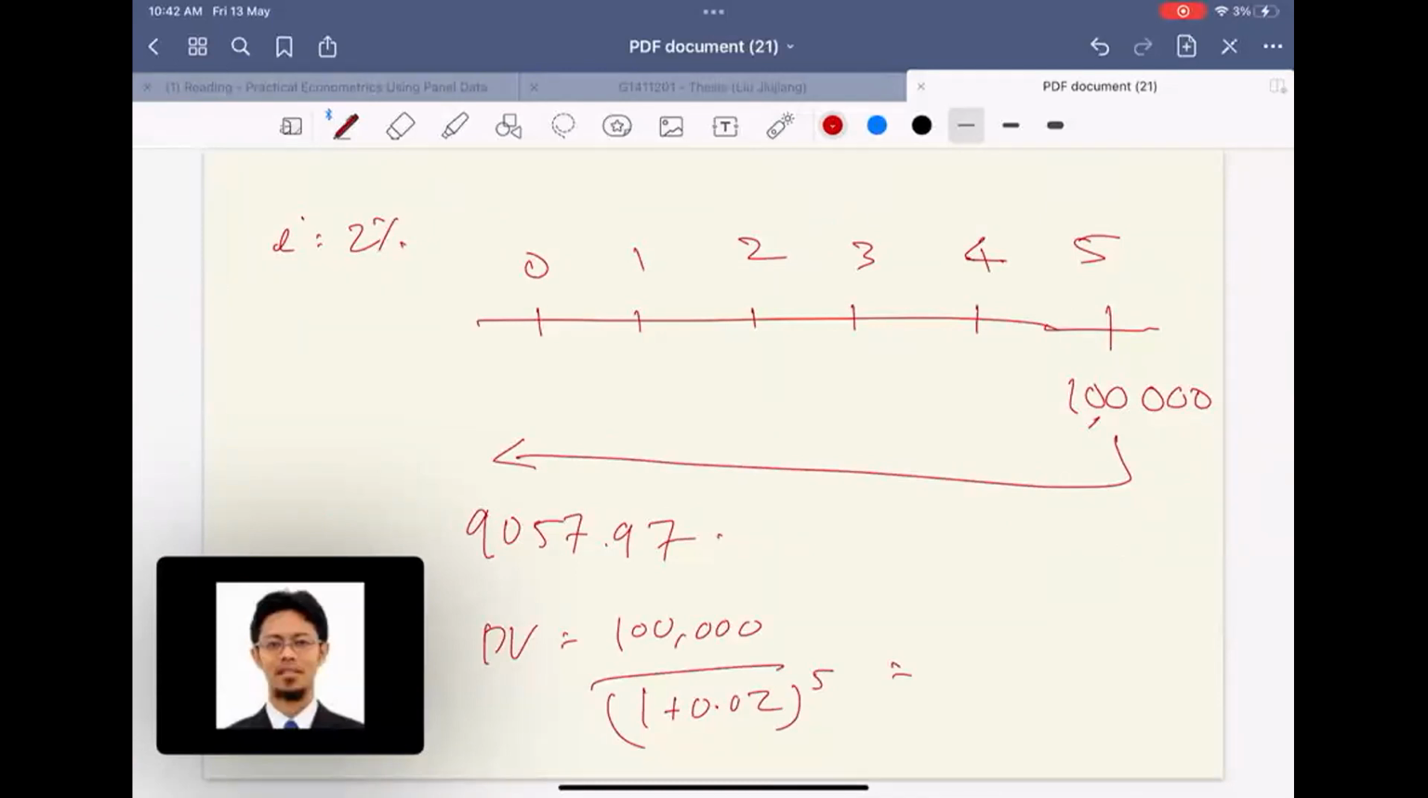Okay. Can you do Excel? Try Excel using the PV function. Now instead of future value, you find PV. Future value is 100,000, and you use the Excel. Can you use the Excel?